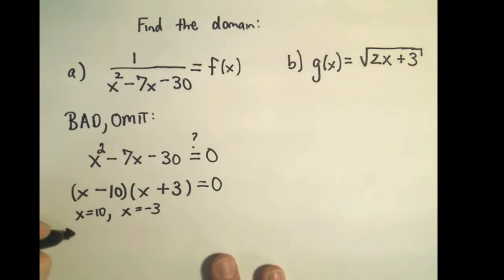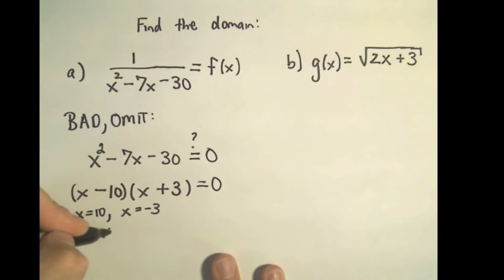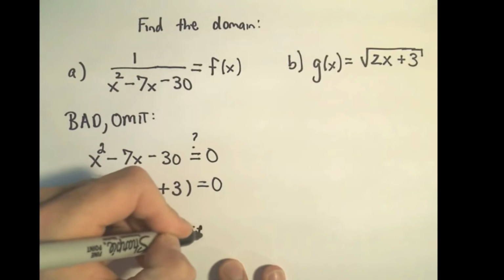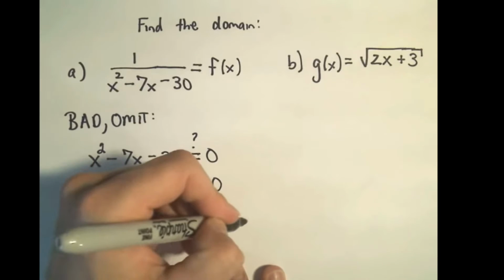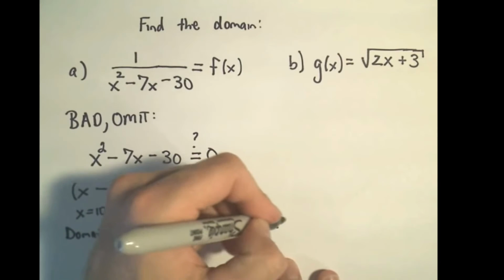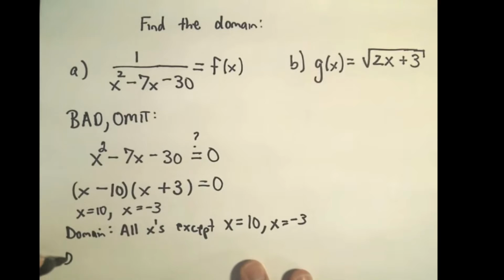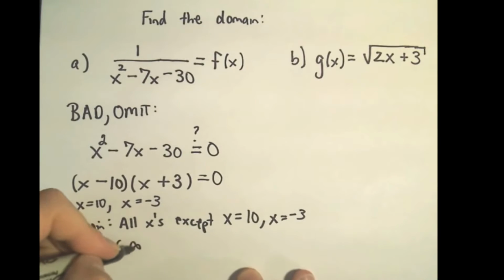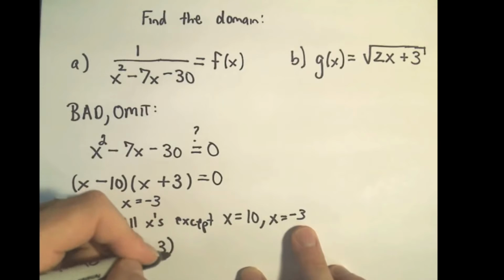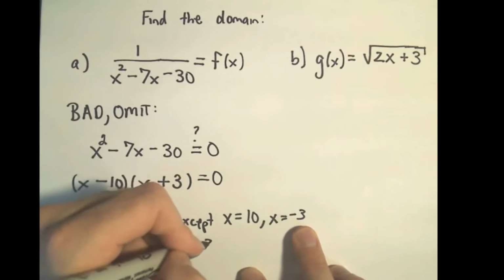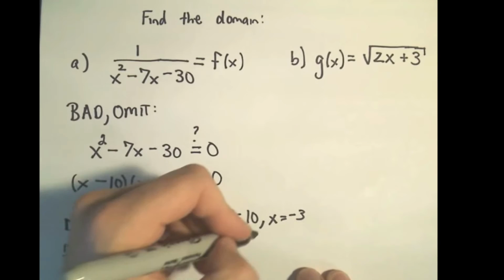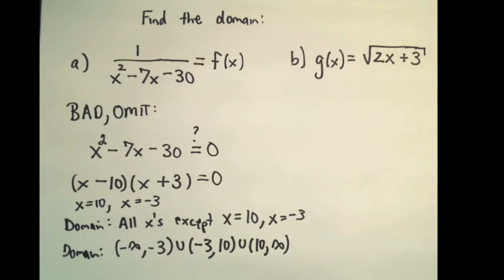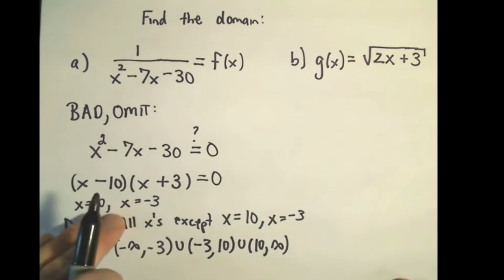So our domain is going to be all values of x except for x equals 10 and x equals negative 3. We could write that in interval notation by simply saying it's from negative infinity up to negative 3. Then we have to skip over negative 3 and go up to 10. And then we have to skip over 10 and go all the way to positive infinity. So sort of two different equivalent ways.